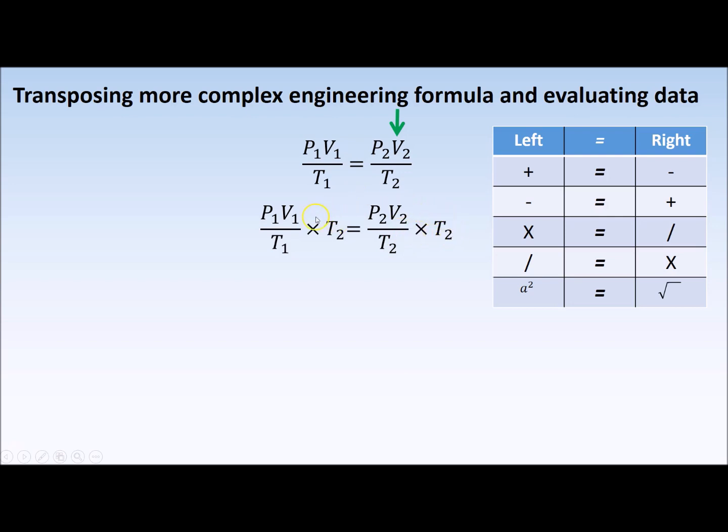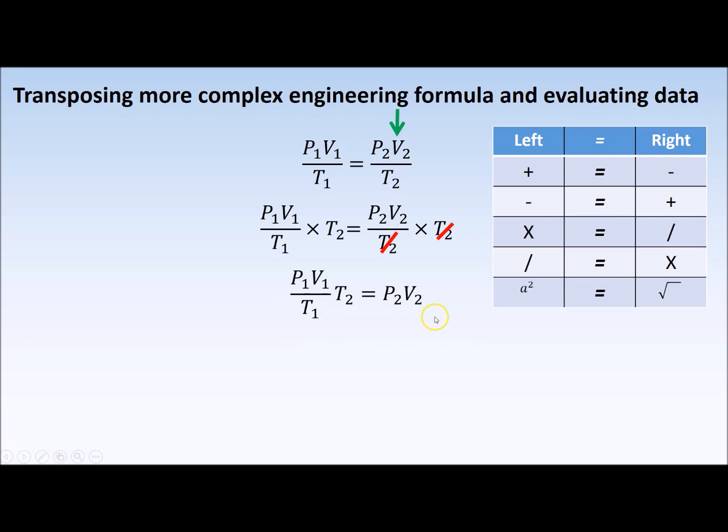And what I've done to one side, I do to the other. Those two then cancel out, which leaves me with this formula here. P1 times V1 divided by T1, times T2, is equal to P2 times V2. Bit of a mouthful.